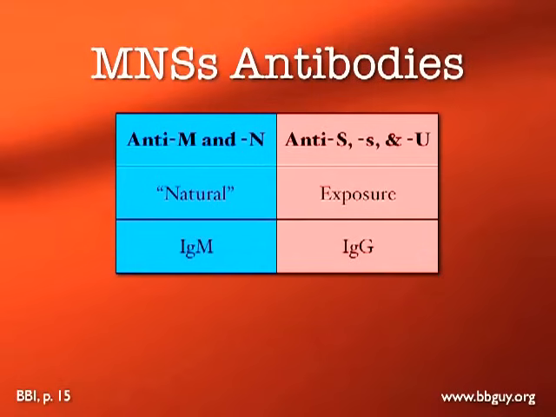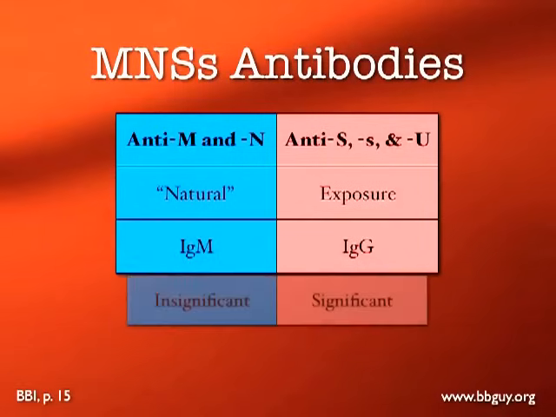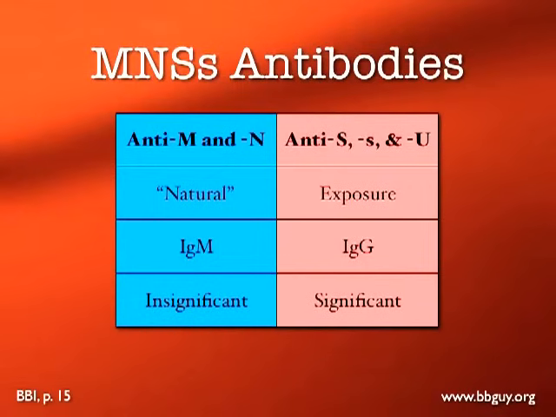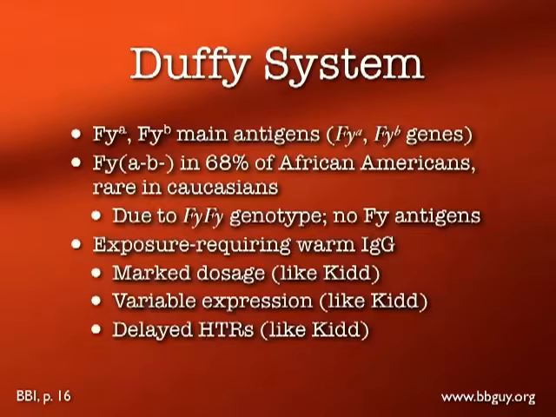Anti-M is IgM, and anti-N as well, but that's easy to remember, right? Anti-M is IgM, whereas anti-big S, little s, and U tend to be IgG. The M and N antibodies are usually insignificant, whereas the big S, little s, and U antibodies are very significant and do cause serious potential problems if they're present.